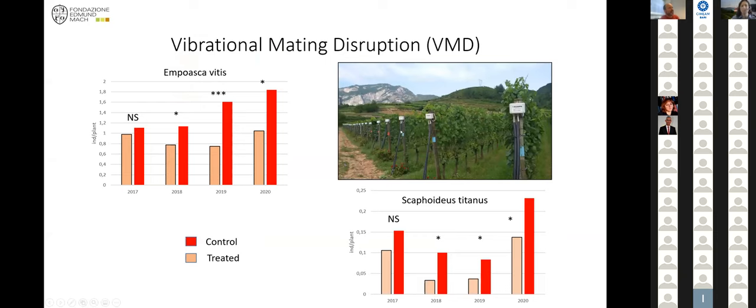And these are some results in the first vineyard. And you see that we added the second signal also for Empoasca vitis, that is the green leafhopper, because it is also treated in Trentino. So we added Empoasca vitis, we found the frequencies, and we added them in our instrument, that is now for two species. And you see that we had a reduction of about 50% of the population immediately from the second year of application.